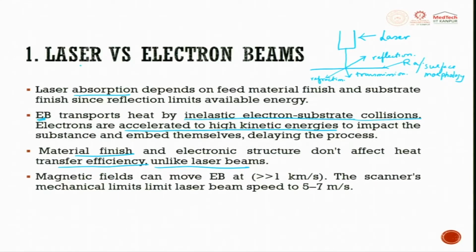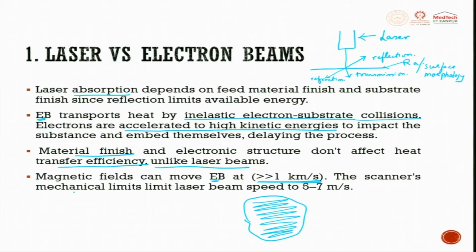The magnetic field can move the electron beam at around 1 kilometer per second. Look at the speed. If you can do it at 1 kilometer per second, you can sweep very fast in creating the outer layer, and you can create the hatch patterns very fast. So, the machine building time is reduced to a large extent by using electron beam.